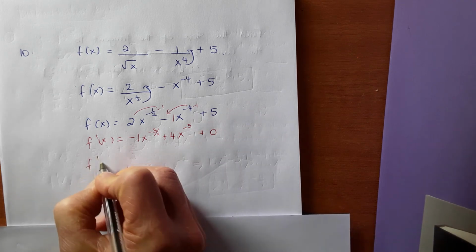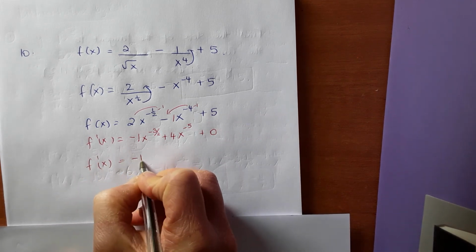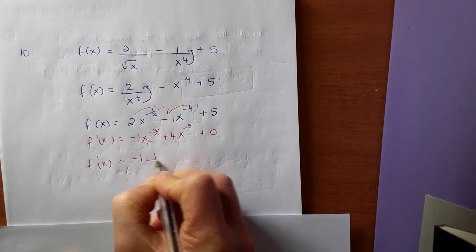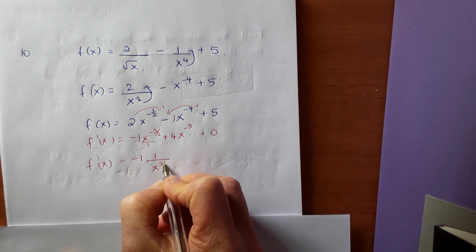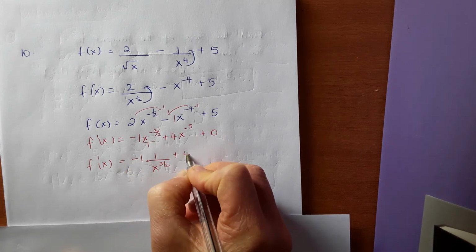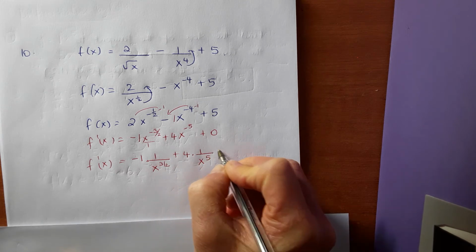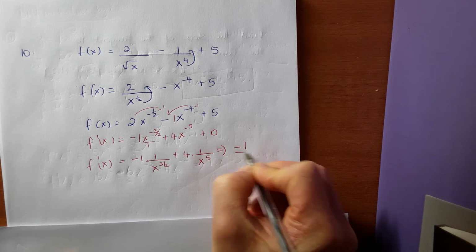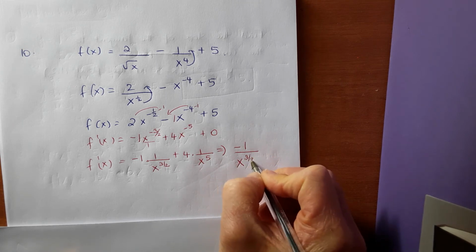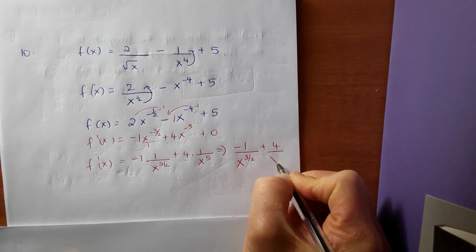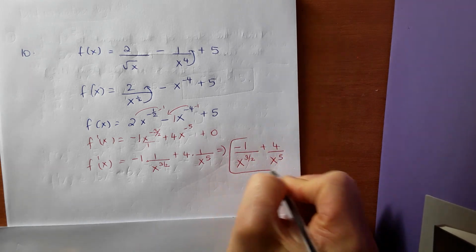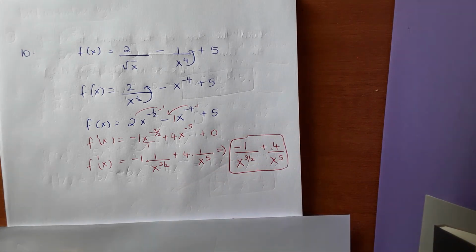Okay, so tidying that up, the minus 1 stays as it is. Flip this and it's 1 over x to the power of 3 over 2. The 4 stays where it is, and this is 1 over x to the power of 5. Giving me minus 1 over x to the power of 3 over 2 and 4 over x to the power of 5 as my answer. Okay, right, we'll go on.